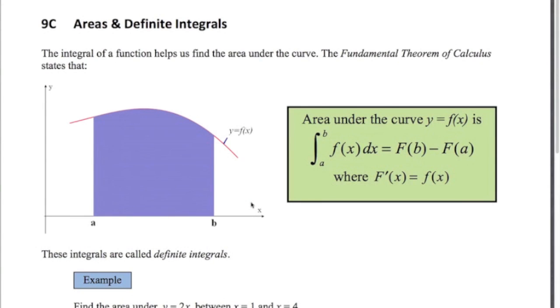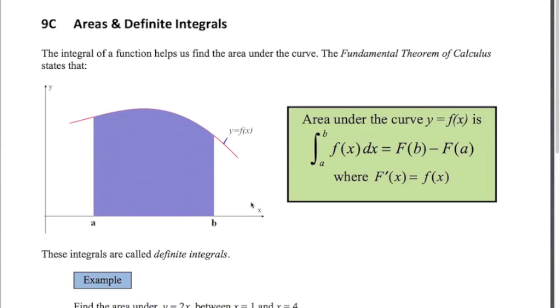Hi, welcome along to this third video on integration for the P1 syllabus. In this video we're going to be dealing with areas and definite integrals. In the previous videos we were learning integration. Really what we were doing is finding antiderivatives. And so here we're really getting into the thing that integration is all about, finding areas underneath curves.